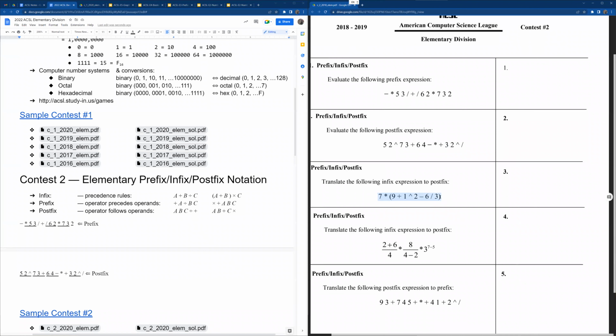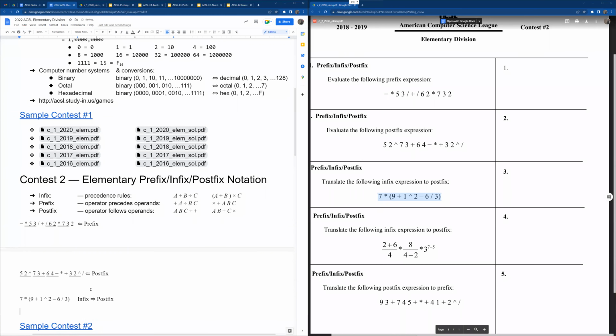Okay, I'm going to have to use my big brain. So it's to postfix, so I'm gonna have to do. Hold on. So 7 goes all the way in the back. 9, 1 plus. Wait, hold on. So 1, 2, power. So division first, right? Division first.